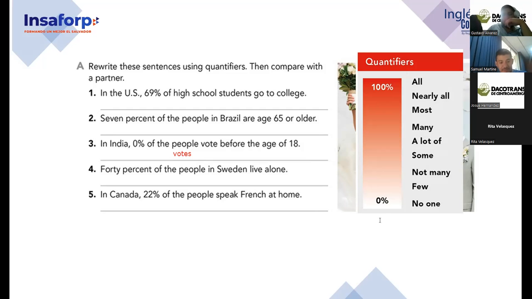Ajá, Samuel, who are you talking to? ¿Quién está llamando, Samuel? Josue, is Josue there? Hello, teacher. Vamos, con la cuatro y Samuel la cinco. Okay.